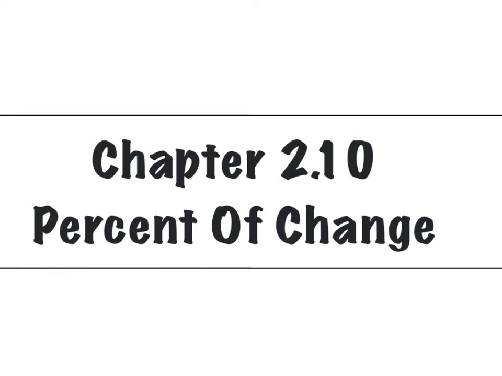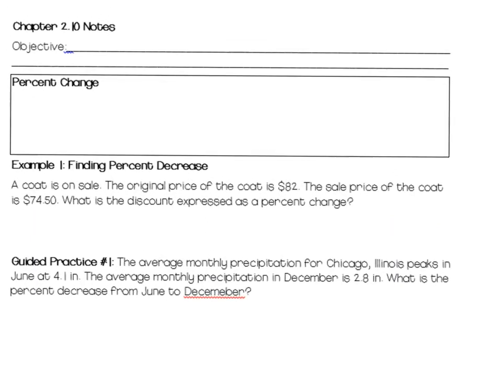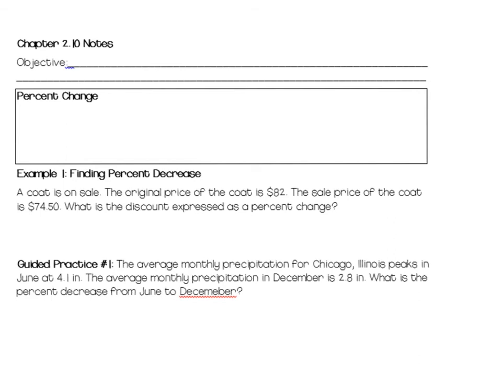Chapter 2.10, Percent of Change. Our objective for today is to find percent change, and also to be able to find relative error in measurements.